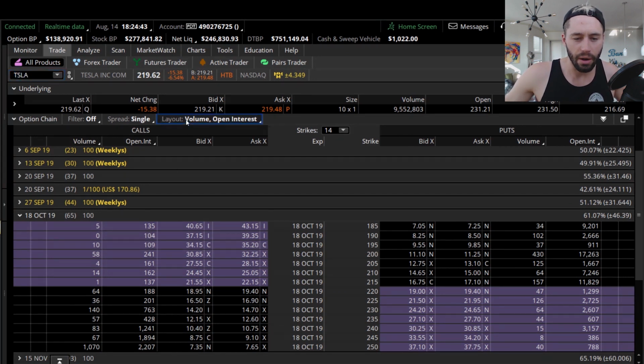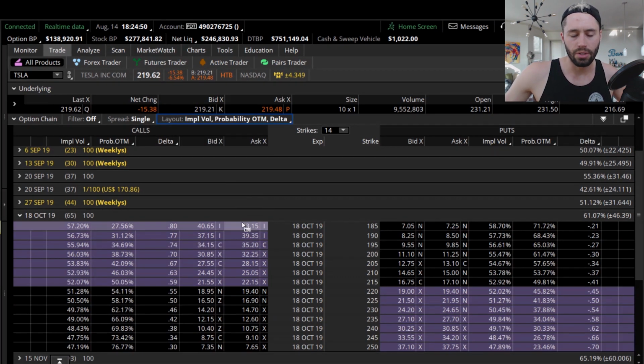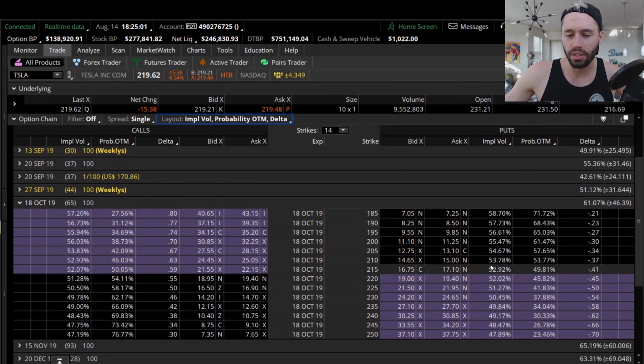And we're going to go to layouts, and this is the other very important one I like to look at. I like to look at implied vol, probability OTM, and delta layout. So after I look at the volume open interest, I click on here and I go right down here, and you're going to see the implied volatility values for each option, the probability out of the money, and the delta. Now let me quickly explain what each of these columns mean.